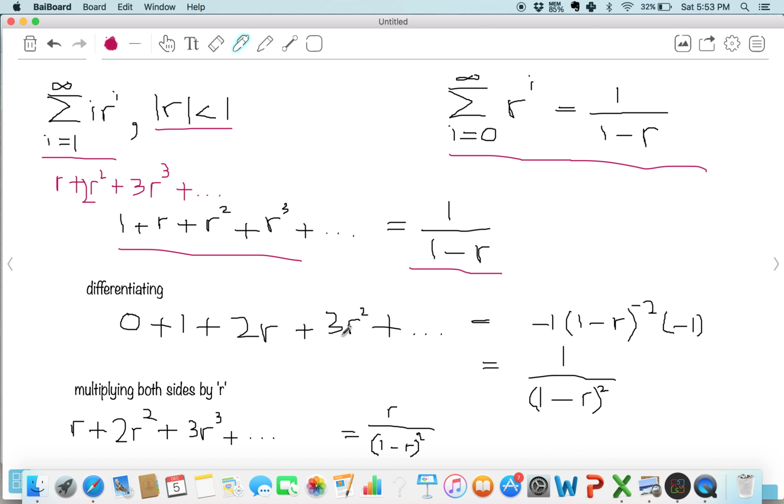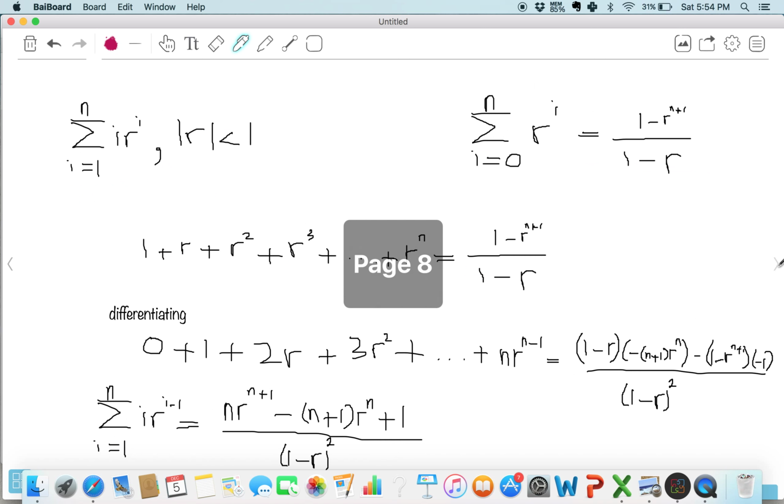Now how is this different from this? We have to multiply every term here by r to get a summation like this. So we multiply this side by r and this side by r, and we end up with our answer: this summation equals r over 1 minus r squared. Now this summation is an infinite sum. Infinite sums are easy because we have a simpler formula.